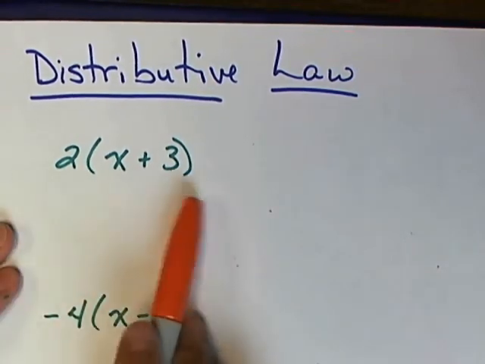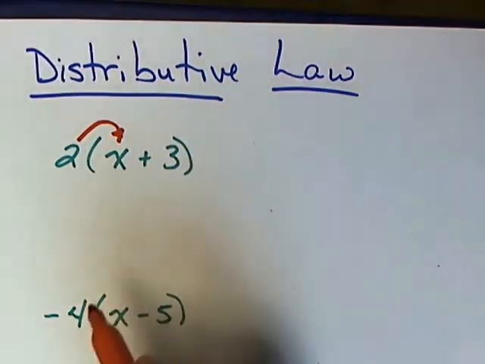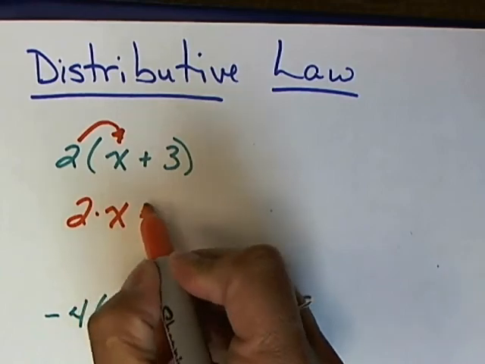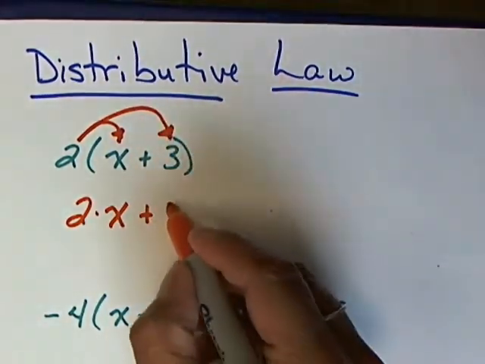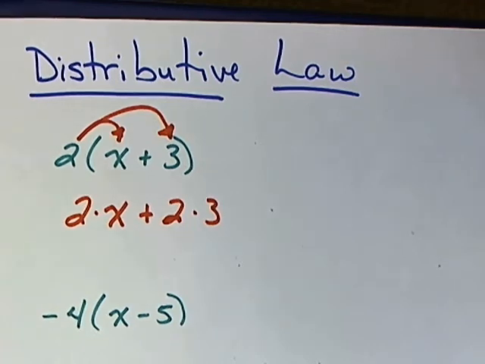So to simplify this and get rid of our parentheses, we would take the 2 and distribute it or multiply it to the x. So we'd have 2 times x plus 2 times 3. Distribute it or multiply it to both terms inside. Now we wouldn't write it as 2·x plus 2·3. We can clean this up a little bit.